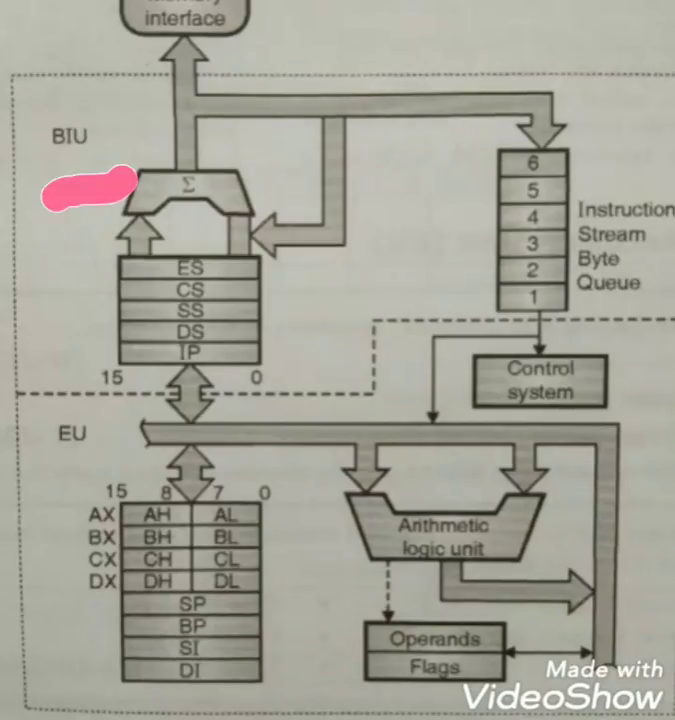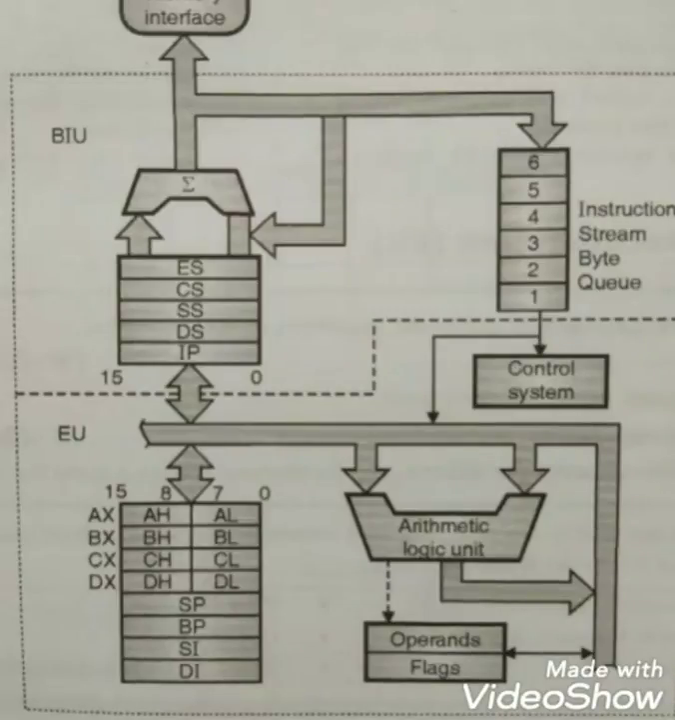Physical address generator. A 20-bit physical address is generated with the help of the physical address generator circuit by using the base address of the memory segment and the offset address. By the combination of the base address and the offset address, a 20-bit physical address is generated.